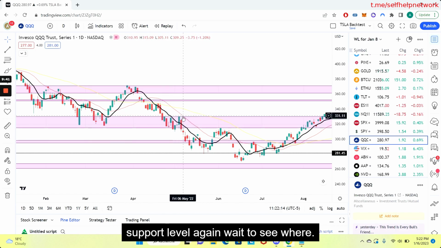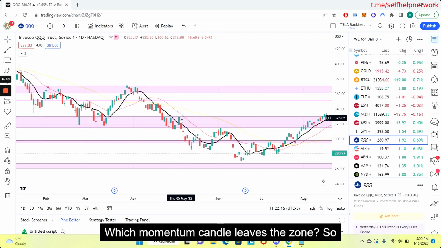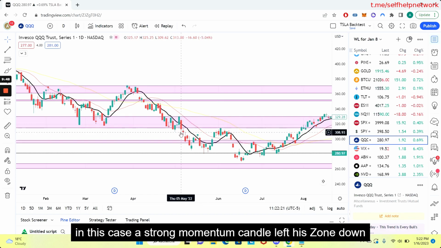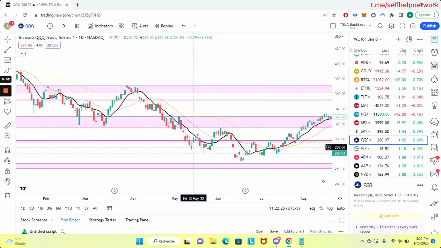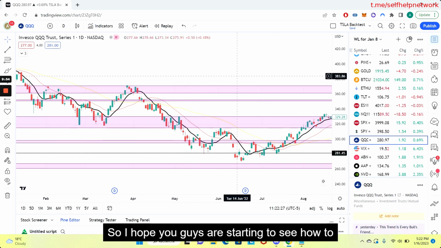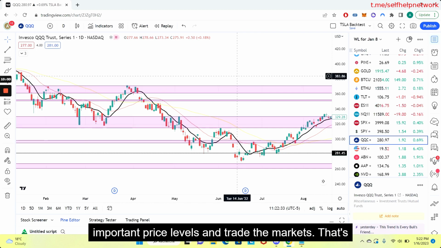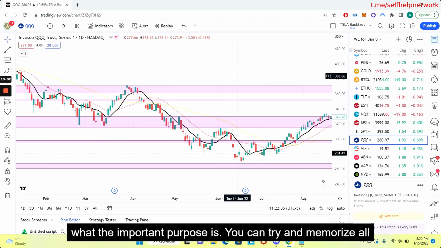Wait to see which momentum candle leaves this zone. So in this case, a strong momentum candle left this zone down and then we go short and go back lower. So I hope you guys are starting to see how to use candlesticks to create a story around important price levels and trade the markets. That's what the important purpose is.